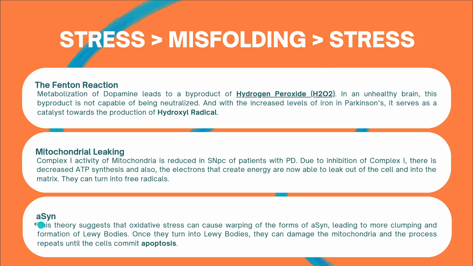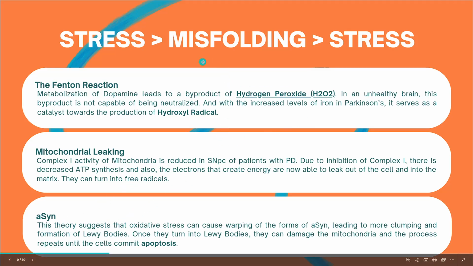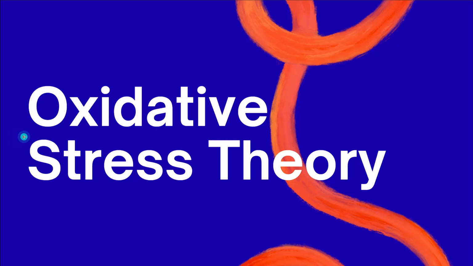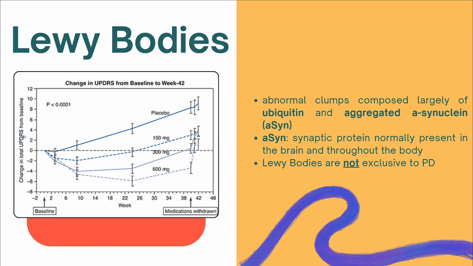So next we have this very familiar term, alpha synuclein. This theory suggests that oxidative stress can cause warping of the forms of alpha synuclein. So what do I associate with alpha synuclein again? Lewy bodies. Remember, I mentioned in the previous video that Lewy bodies are basically abnormal clumps of aggregated alpha synuclein, right?